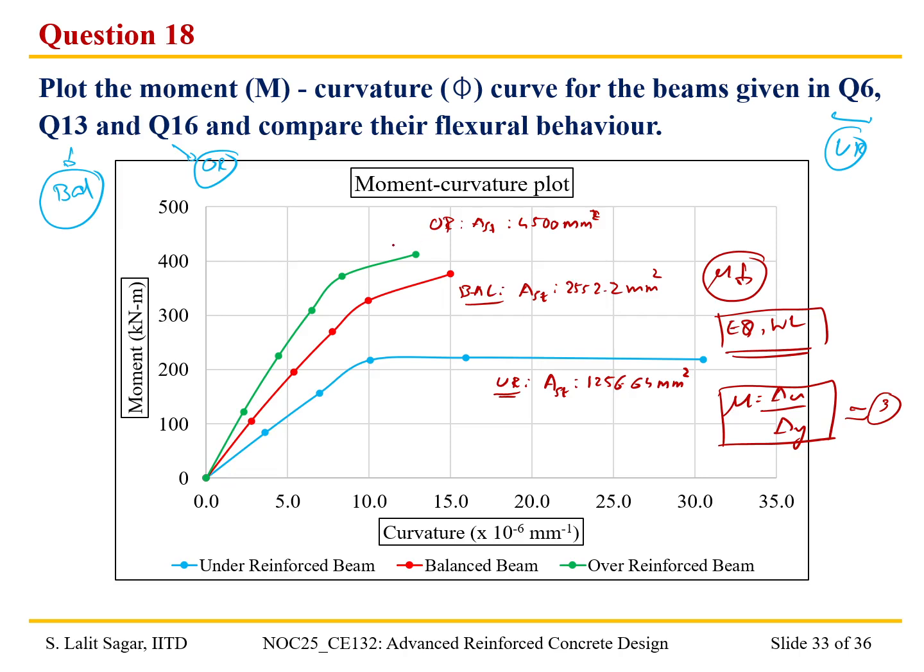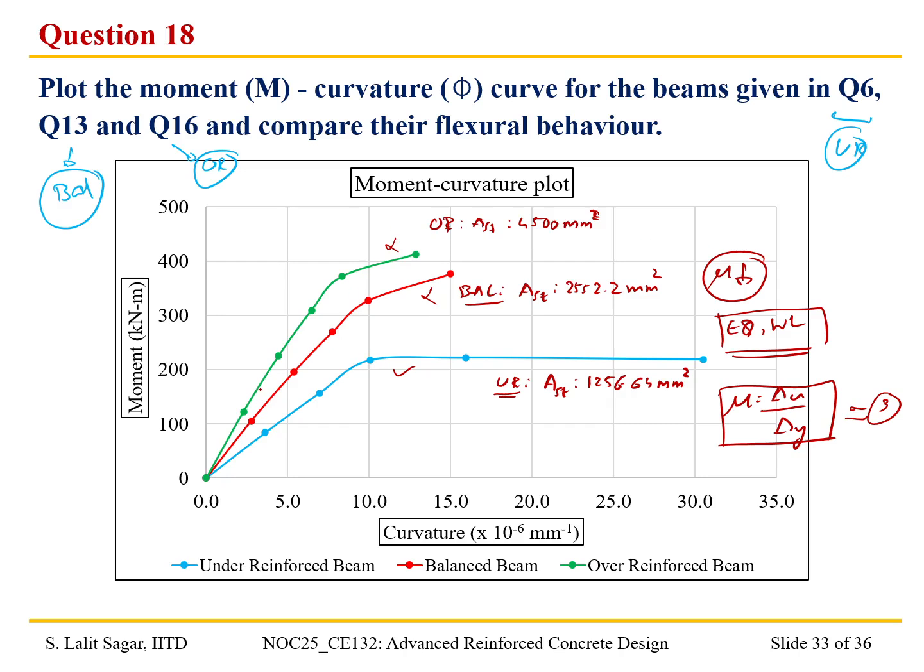So we need to generally avoid, we need to take a hint from the moment curvature of today's example for the over section and balance section, and we need to avoid the brittle behavior of the over or the balance section, and we need to design the beam as an under section. Of course, if we want to improve the moment capacity, we can always provide the compression steel, and we can augment the moment capacity, and we can also improve the curvature.